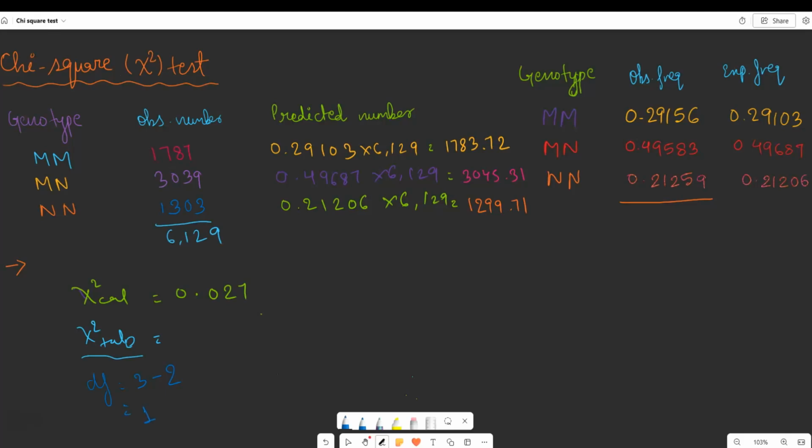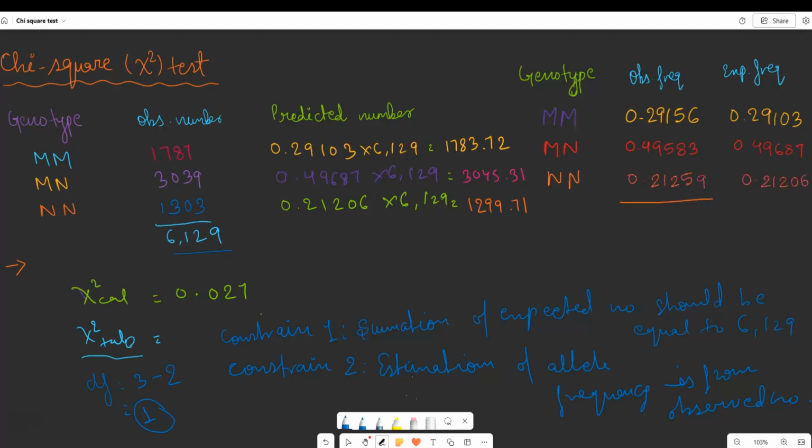So what are these two constraints? The first constraint is that the summation of the expected number should be equal to 6129, and the second constraint is that the allele frequency is estimated from the observed number. Then later these allele frequencies have been used to calculate the expected frequency. So these are the two constraints we are putting here. So the degree of freedom that we got is 1.